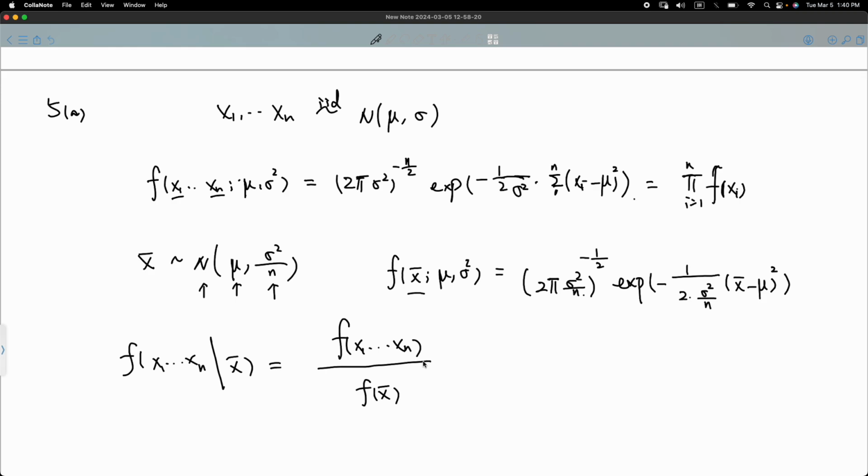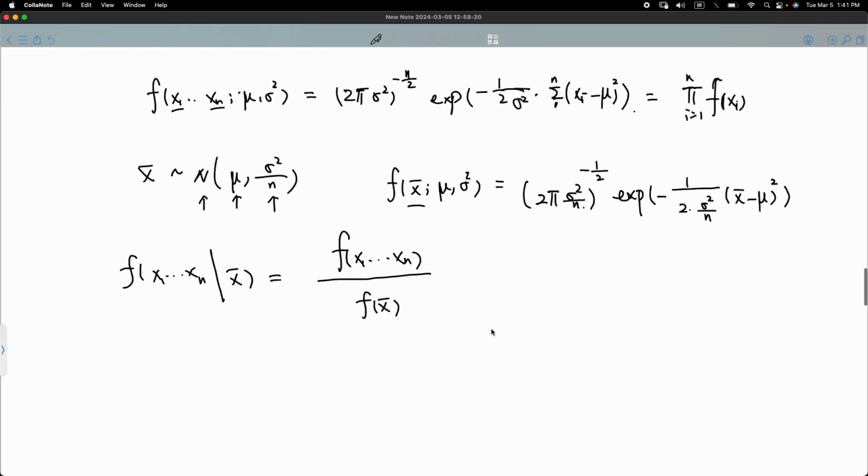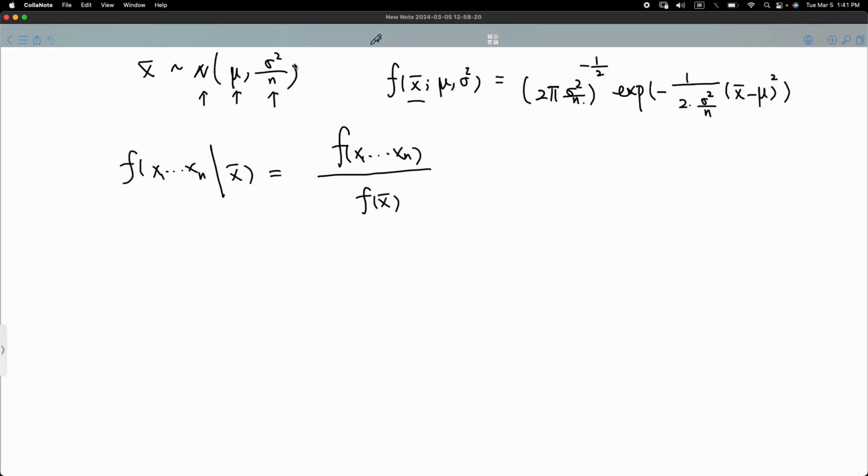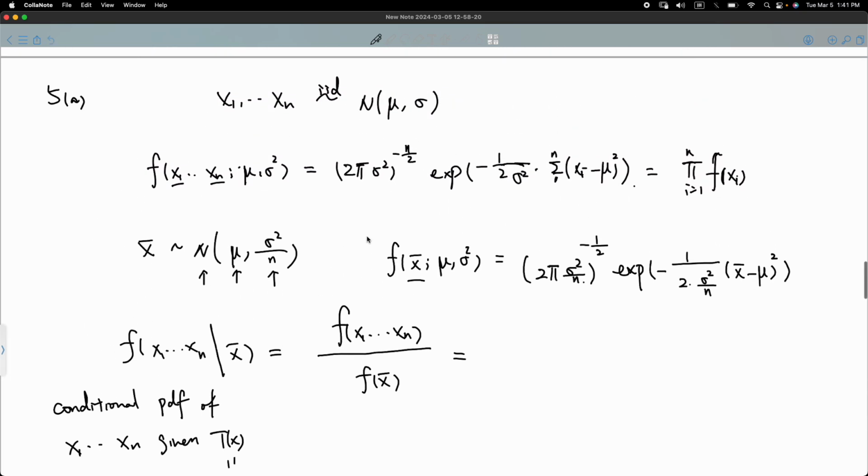So here I'm just not going to write down the mu and the sigma anymore. Okay, so that would be the conditional PDF of X1 to Xn given T of x. The T of x in our case is just the x bar, our estimator here. Okay, so now again we plug in the corresponding expressions, this equation divided by this equation.